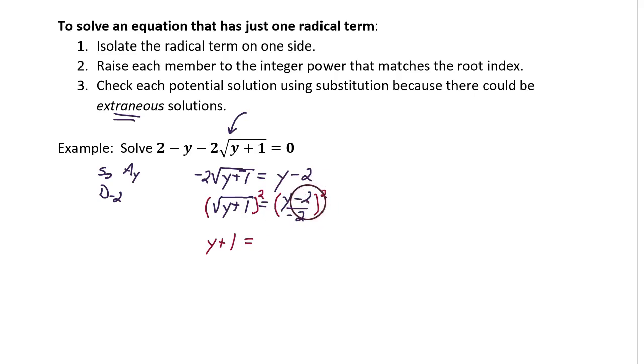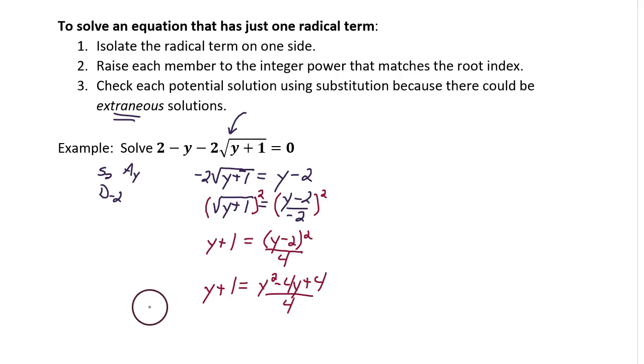We could simplify this out a little bit. This makes y minus 2 squared on the top all over 4. Let's actually expand the y minus 2 squared. So we get y squared minus 4y plus 4 all over 4. Now we can subtract 1 from both sides. We get y equals y squared minus 4y plus 4 all over 4 minus 1.